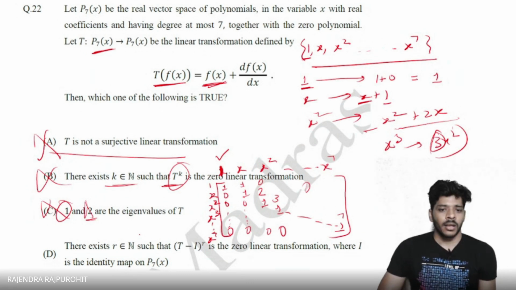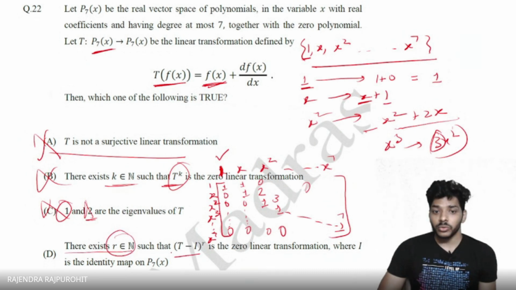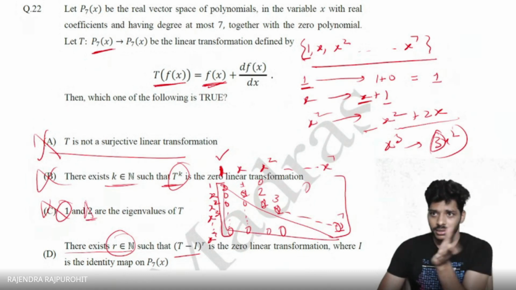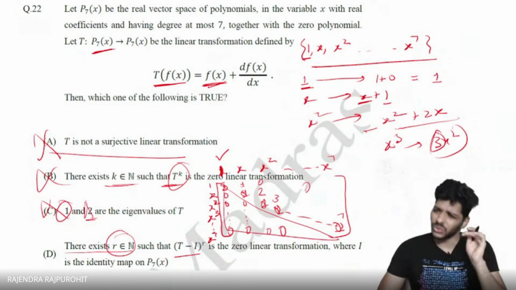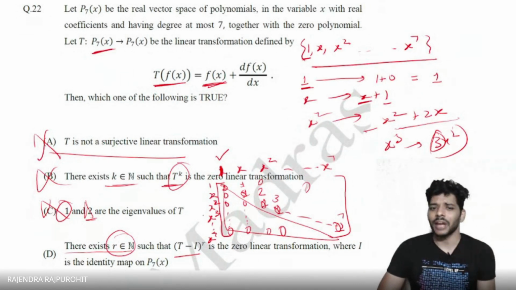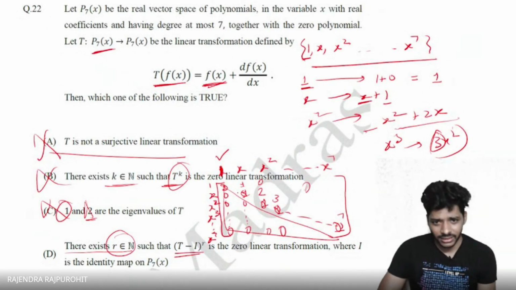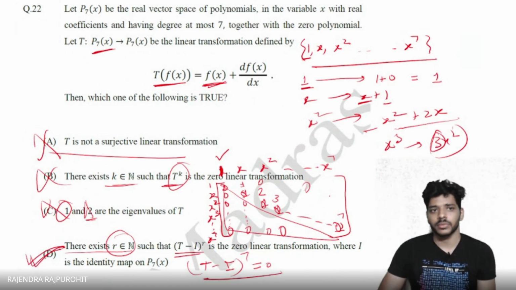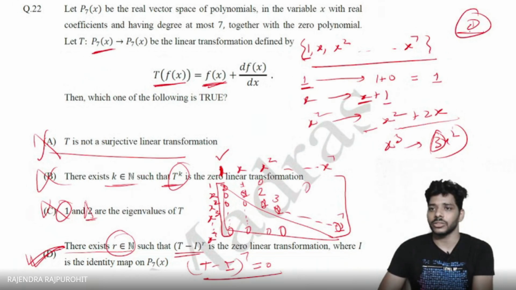Look at this. There exists R belonging to N such that T minus I... Now he's doing T minus I. That means these all will become 0. So below the diagonal it's all 0. It's a nilpotent matrix. If the diagonal is 0 and below the diagonal is 0, it's going to be a nilpotent matrix. After some power, it will be 0. Moreover, in this case, T minus I to the power 7 will be 0. It's a nilpotent matrix of index 7. So this is the correct statement, and you have D as your answer.